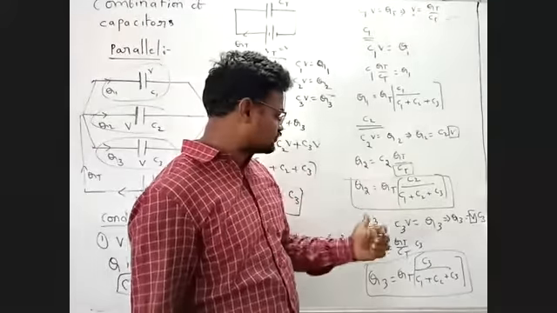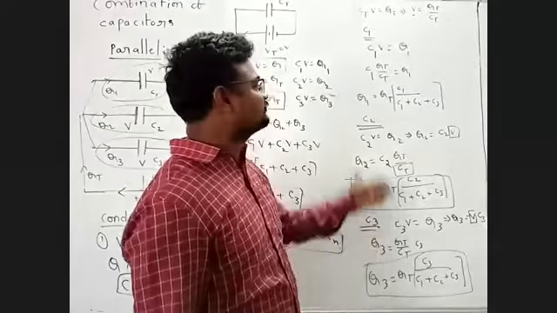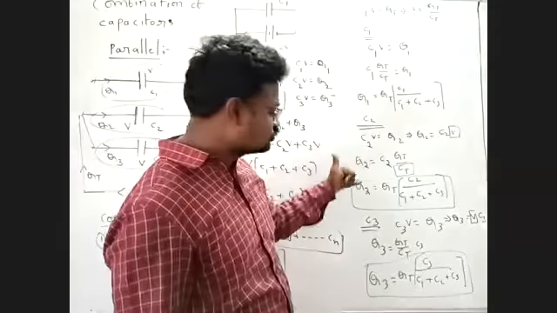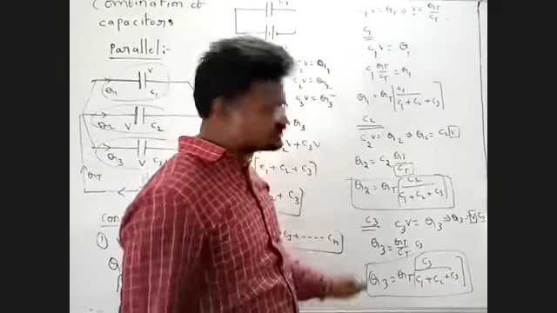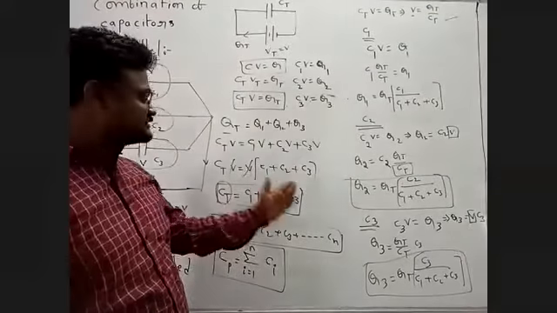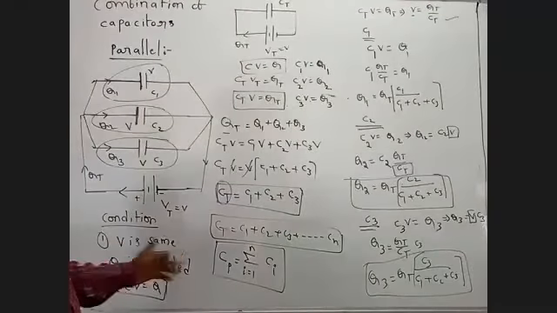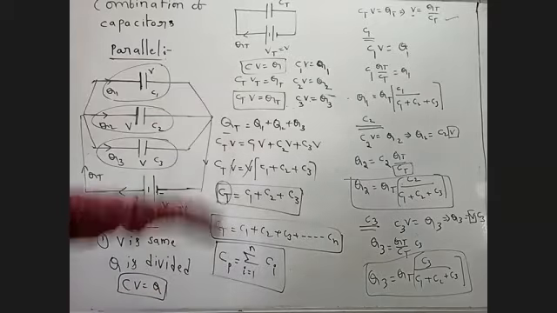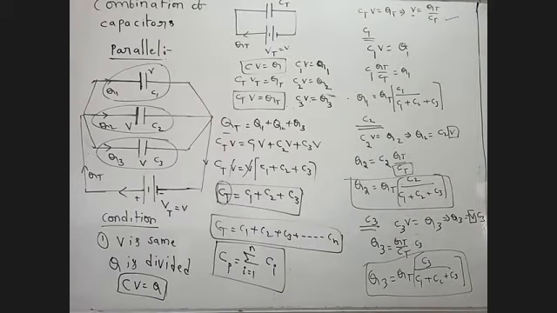What is the Q1 charge? What is the Q2 charge? What is the Q3 charge? We are finding the Q1, Q2 and Q3 charges by using this formula. Next, C total is equal to C1 plus C2 plus C3. Next, V is the same, Q is divided. These are the main points in this class. Keep in mind these points are very important.